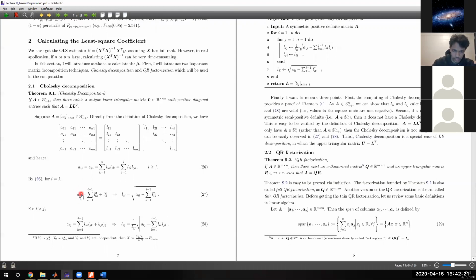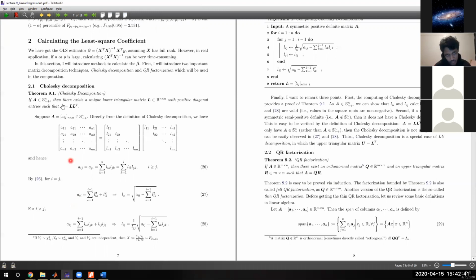Once A_ii is 0, what does it mean? That means all of these must be 0. And you're going to have a problem here because you're going to have 1 divided by 0. And usually, if you have this kind of case, that means multiple solutions. Okay.